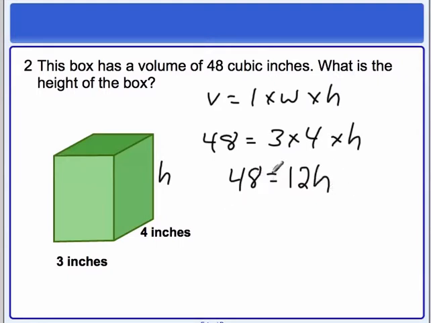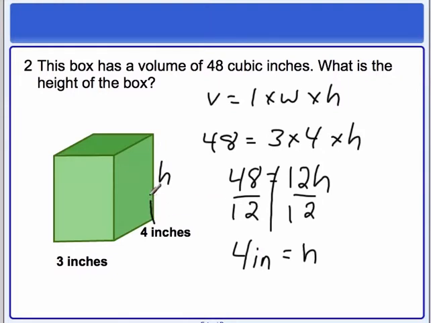Now I have a one-step algebraic equation. I'm going to use inverse operations. 12h divided by 12 is h. 48 divided by 12 is 4. Now be careful here when you're labeling your unit. It's just 4 inches because we're finding the height. So if you're finding one of the side lengths, it's not units cubed. You're just going to use the unit of measurement. This prism is 4 inches tall.